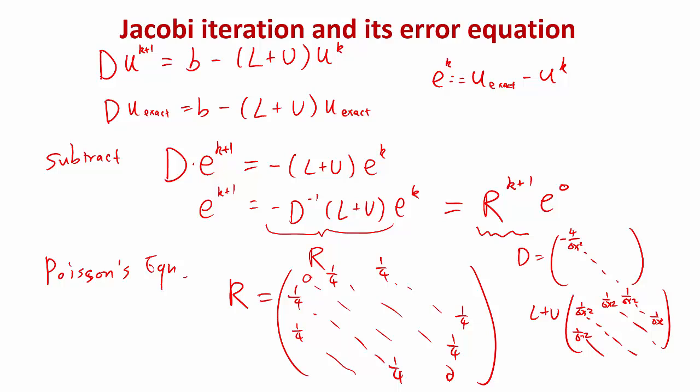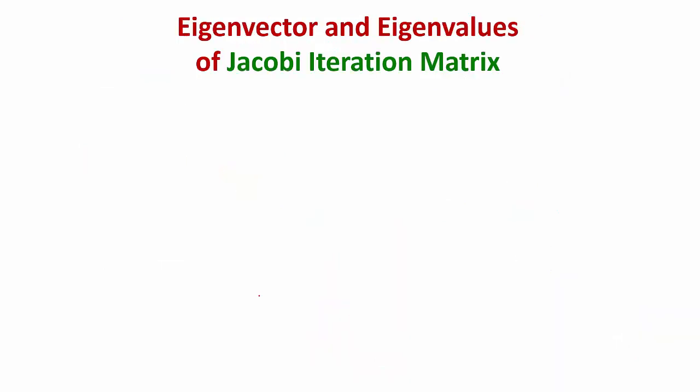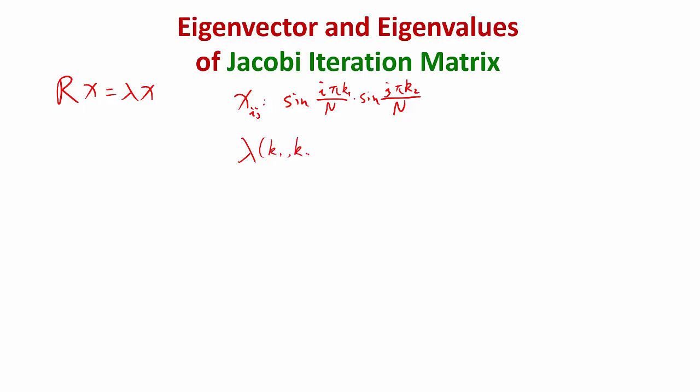All right. It turns out the eigenvectors are like this. Let's say the eigenvectors satisfy Rx equal to lambda x. The x_ij are again sinusoidal functions. They are sine of i times pi over n, multiplied by k1, times sine of j times pi over n, multiplied by k2. And k1 and k2 correspond to different integer values. And the lambdas would be a function of k1 and k2.